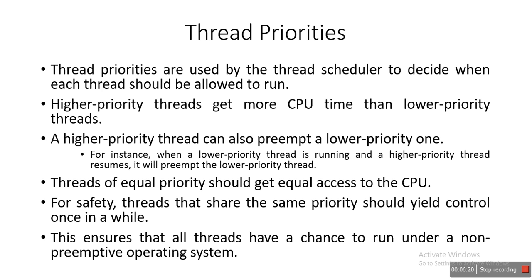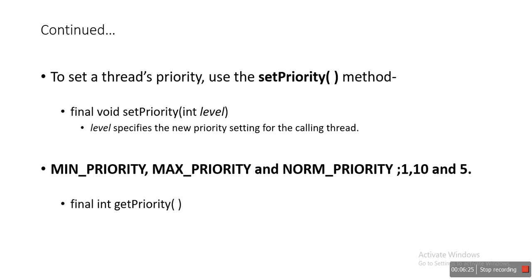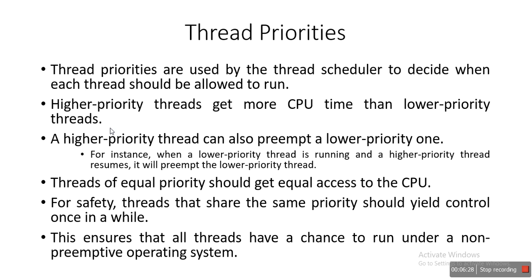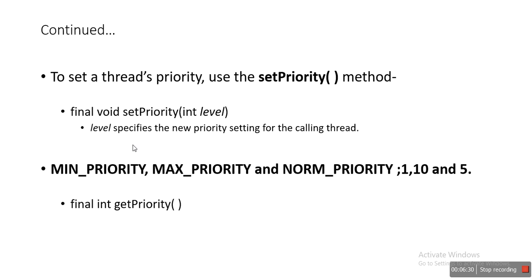Next, let's see how to assign priorities. To set the thread priority, we use the setPriority method. The setPriority method is already available in Java's standard Thread class. It is a built-in method used to set priority. Here, the signature is final void setPriority(int level), so this method is final.